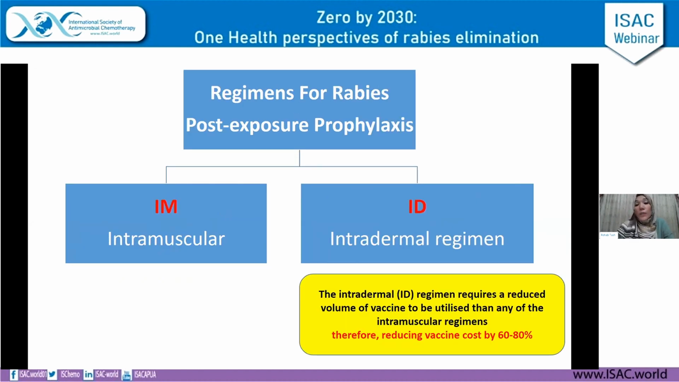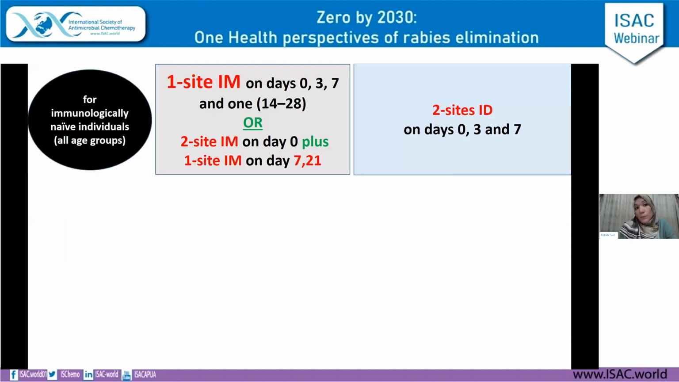Intradermal injection of the vaccine is the best now. It reduces the vaccine cost by 60 to 80%. In low-income countries, this is a huge sum of money. But the vaccine manufacturer should announce that this vial can be used for intradermal. Otherwise, we can't use it for an intradermal regimen. It decreases clinic visits, gives better patient compliance, and a good promise to complete the regimen.